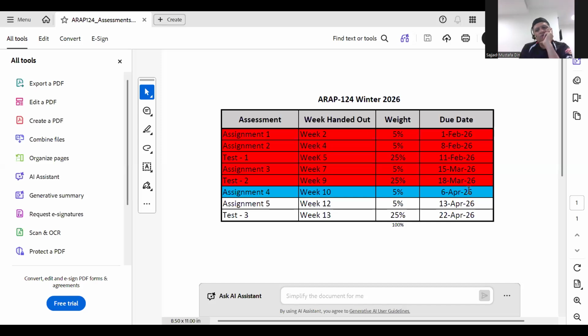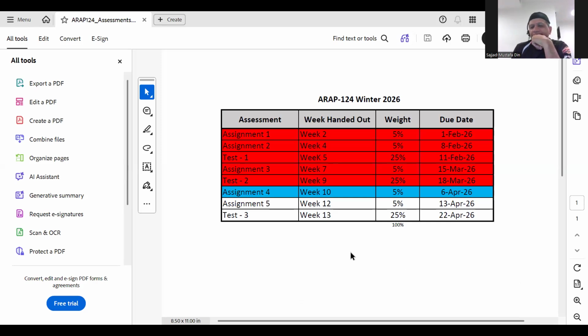Let's see. When is the due date? Let's take a look at the due dates. So the due date for assignment number 4 is the 6th of April. So you do want to make sure that you understand it. And if you have any problems or questions, you want to be in the position to finish it Monday, April the 6th, so you can submit it because it is due that day.